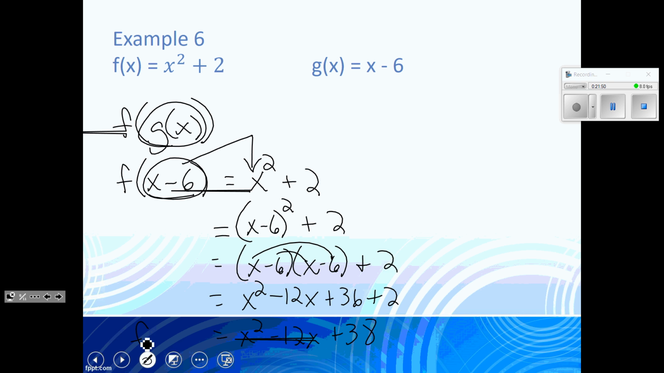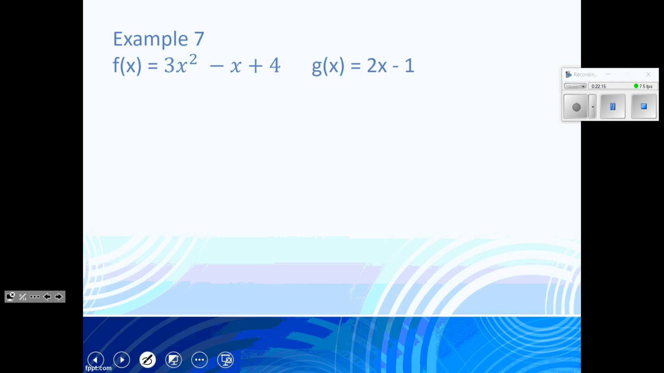Someone said, do you say f at x minus 6 or do you say f at g at x? Doesn't matter. No, it's the output. The output, when g at x is the input, is equal to x squared minus 12x plus 38. Does everyone know where they went wrong if you didn't get it? Yes? Okay, so I would like for you to try this one on your own.